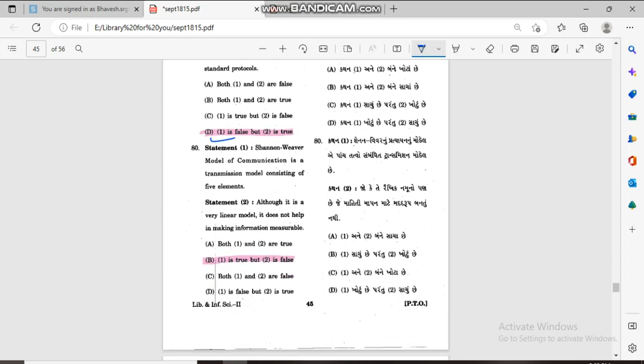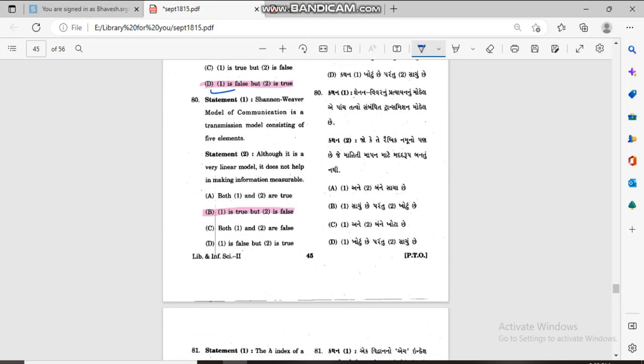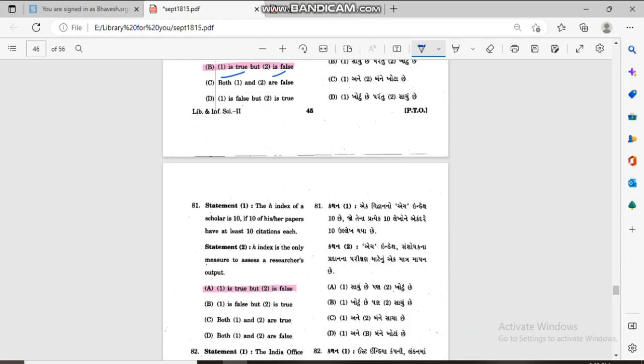Statement 1: Shannon-Weaver model of communication is a transmission model consisting of 5 elements. Second statement: although it is a very linear model, it does not help in making information measurable. First is true and second is false.